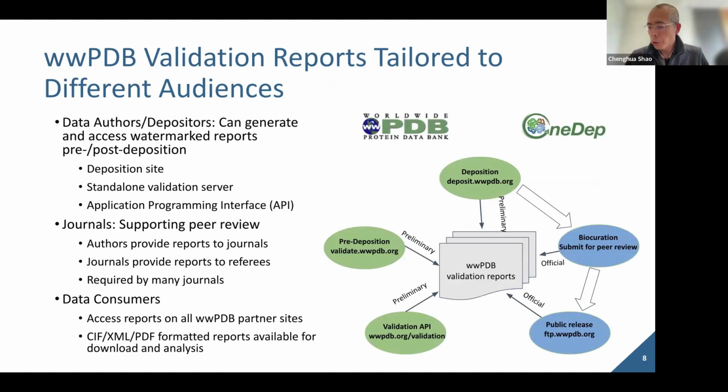The wwPDB validation report is generated at different stages for different audiences. Data depositors can generate the preliminary reports through the validation server or validation API before they even start an application, for a quick review. And when they start an application, a preliminary report is also generated upon file upload, which reviews the structures and points out the potential issues for depositors to review and fix if necessary. After the structure is submitted, the biocuration team, which are mostly PhD trained specialists, will review the structures in more detail and generate the official wwPDB validation report. This is a report that usually accompanies the manuscript review for some journals, or most of the prestigious journals. And finally, upon public release, the official report is also generated for users to review, in different formats so that a PDF can be read and saved, and an XML format can be programmatically parsed.